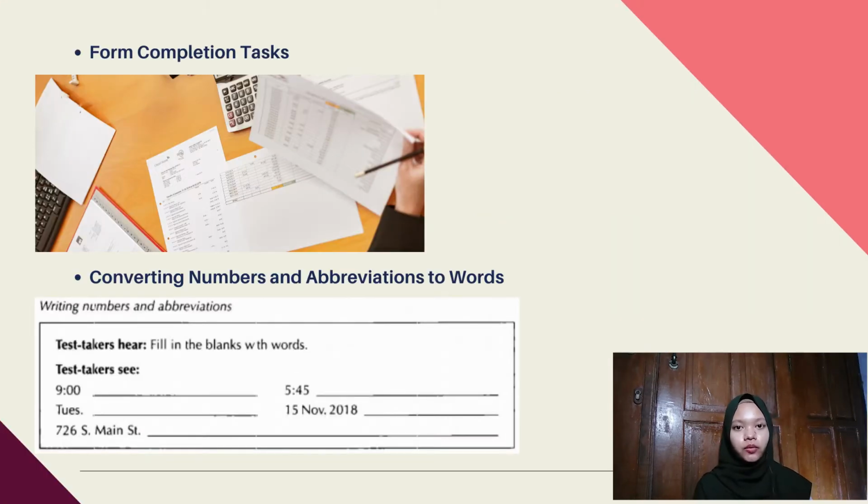Fourth, form completion task. It is about filling out forms. Fifth, converting numbers and abbreviations to words. Test takers are directed to write out the numbers, hours of the day, dates, or schedules shown.